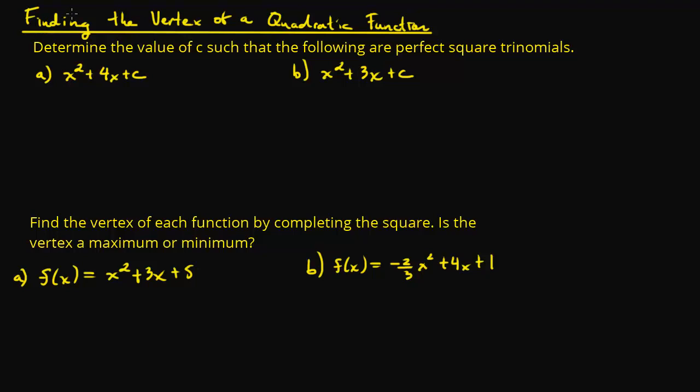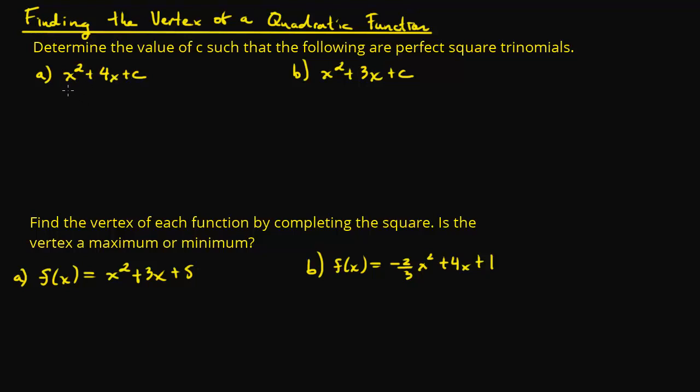Hi everyone, in this lesson we look at how to find the vertex of a quadratic formula. So in this first example it says determine the value of c such that the following are perfect square trinomials. Now I know that this seems like an exercise in factoring, but it's going to be useful when we work through completing the square. So first we have x squared plus 4x plus c.